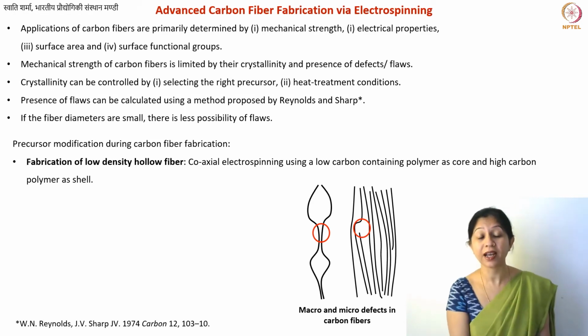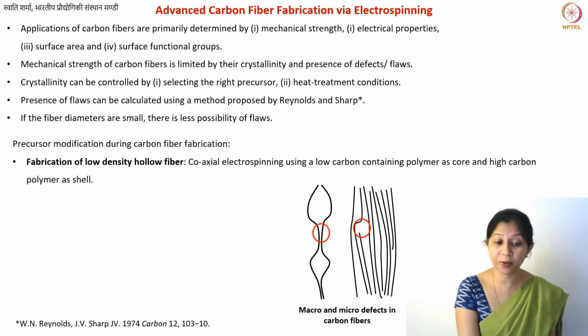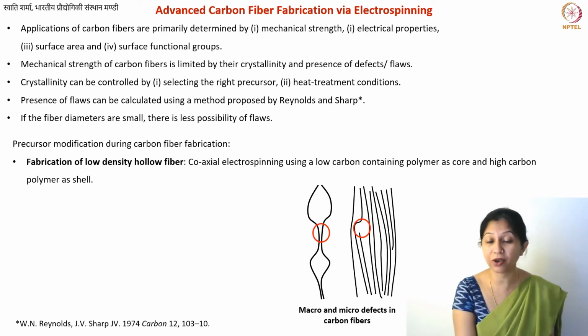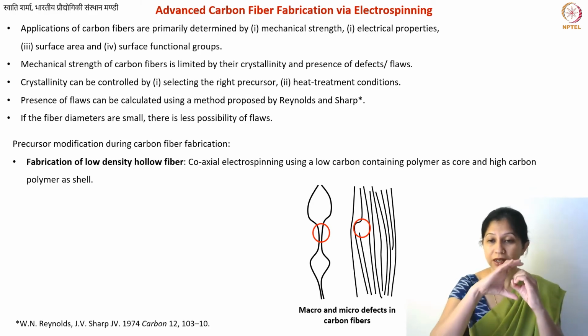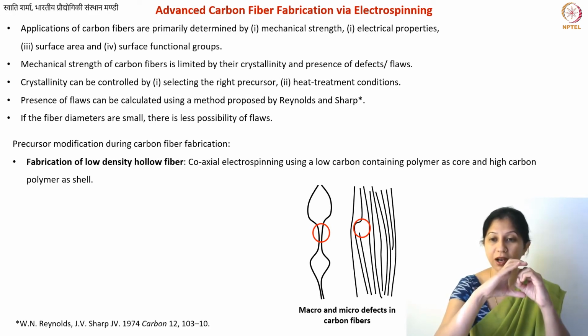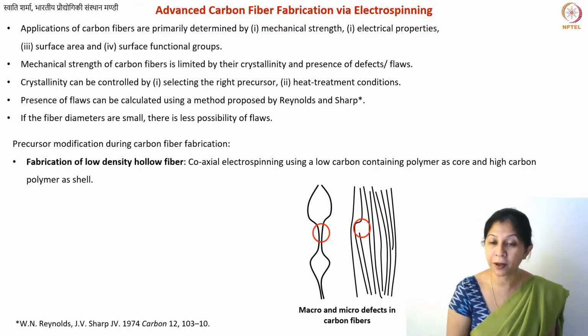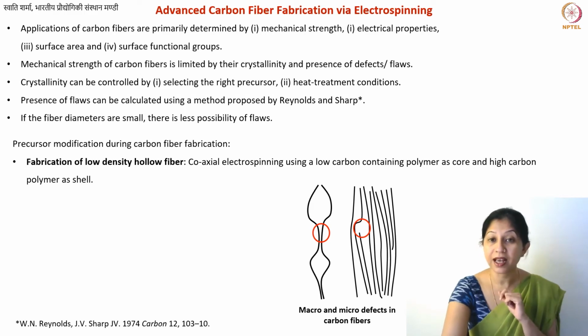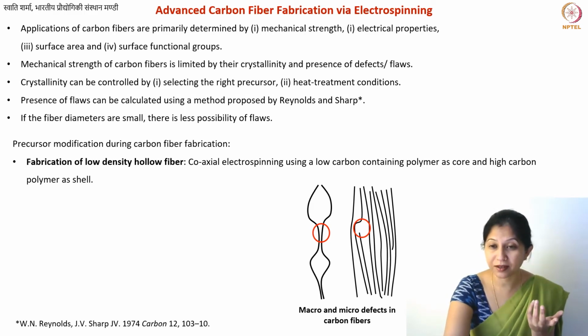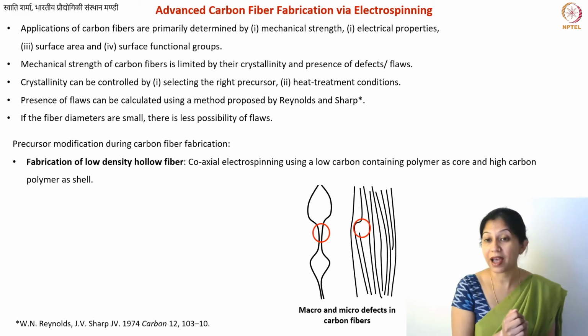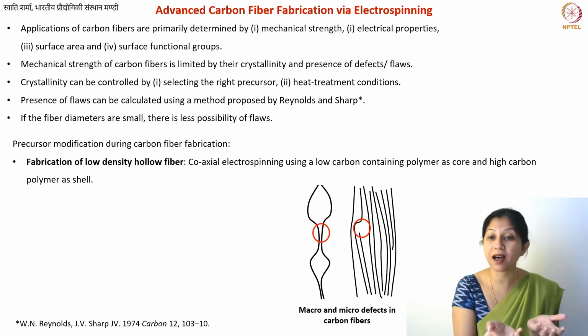Okay, how can you do that? Actually, it's not that difficult. Electrospinning setups come with what is known as coaxial spinning, which means you have two concentric cylinders or needles. So when you have a spinneret, you can have two different polymer jets going out at the same time. In that case, you can choose your core in such a way that it does not carbonize very well, so it is a low carbon containing polymer. At the same time, you can choose your shell as a high carbon containing polymer such as PAN.